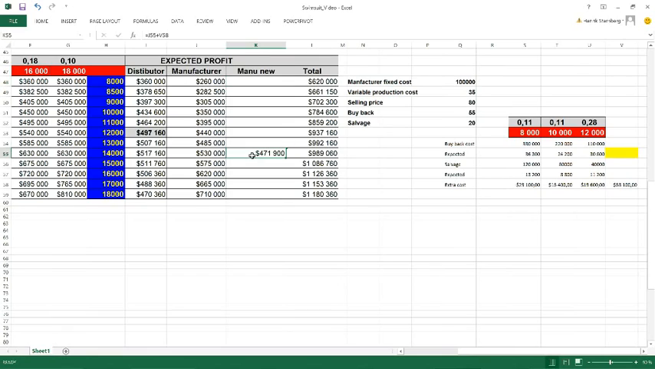So what we saw here was that the distributor raised their profit from 474,000 to 517,000, and the manufacturer raised their expected profit from 440,000 to 471,000. So we raised the total supply chain profit from roughly above 900,000 to 989,000. So what we saw here was that both were winning on this deal.